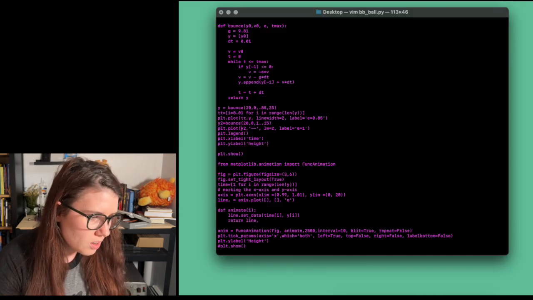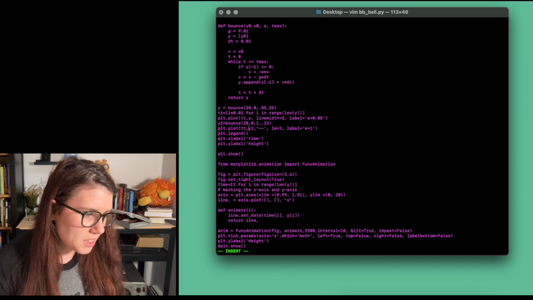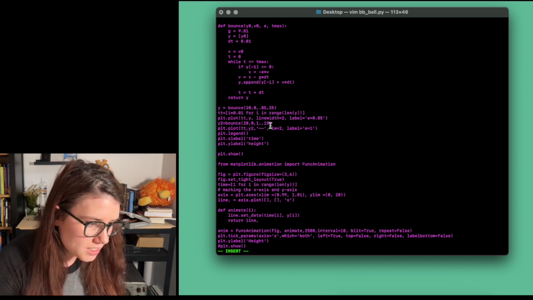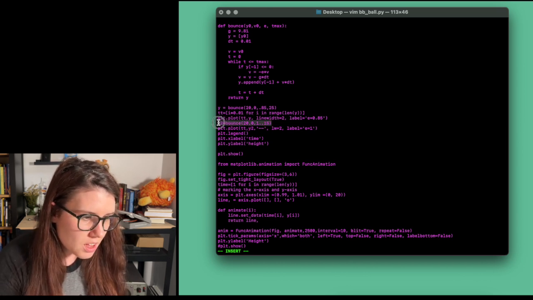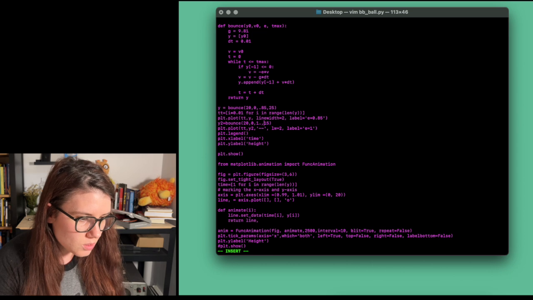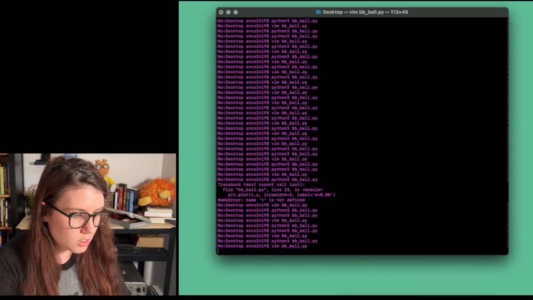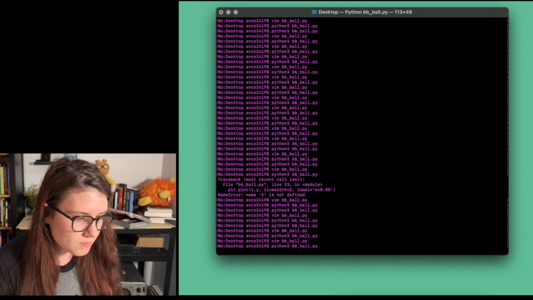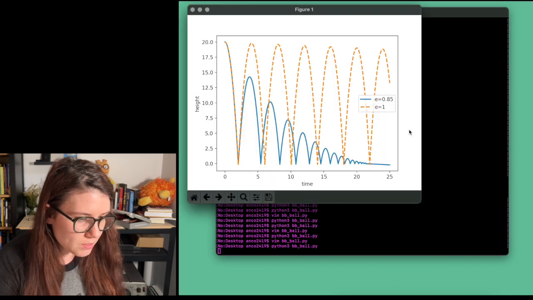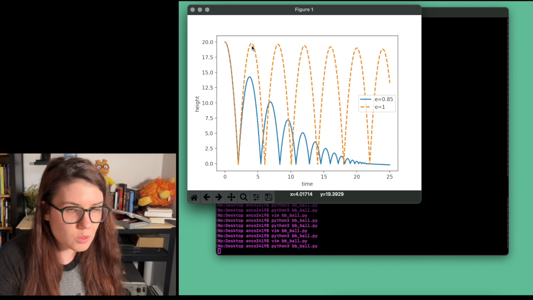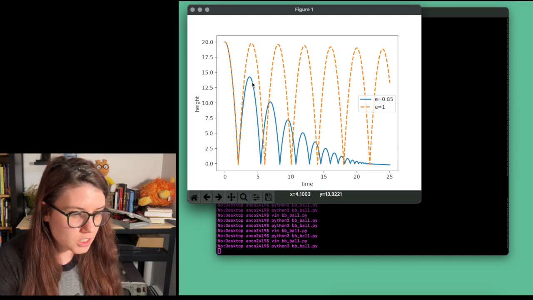So what I'm doing now is I'm adding a second simulation. So here I've got y2, which will be my second bounce, where I'm dropping it from the same height, but this time my coefficient is set to 1. So let me just make sure it's the same time, so we can see how this changes the evolution. So we'll run it again. And here we have two simulations, one with a coefficient of 1, which is this orange dashed line, and one with a coefficient of 0.85.